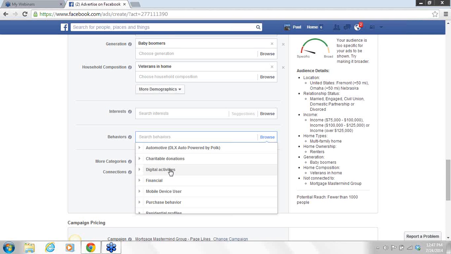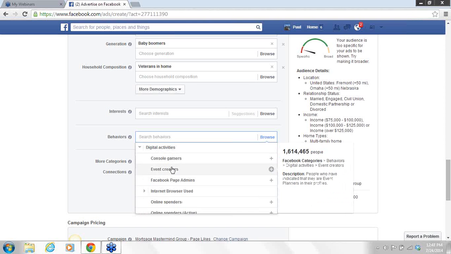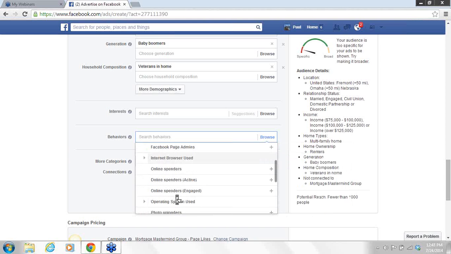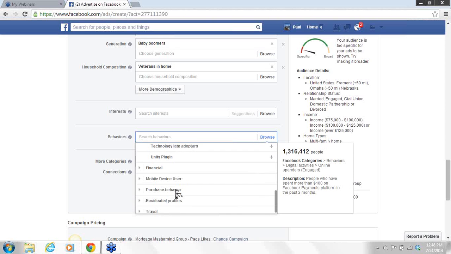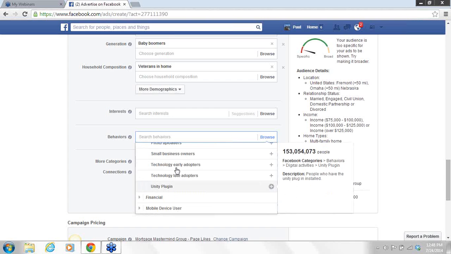Digital activities is pretty cool in that you can focus on what browser they use, or are they online spenders? What operating system do they use? Are they technology early adopters? Again, another good one for targeting your referral partnerships.